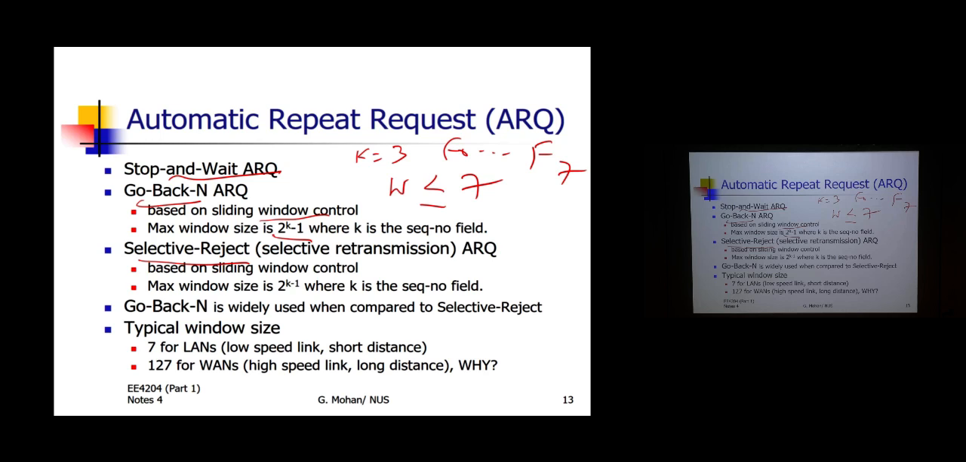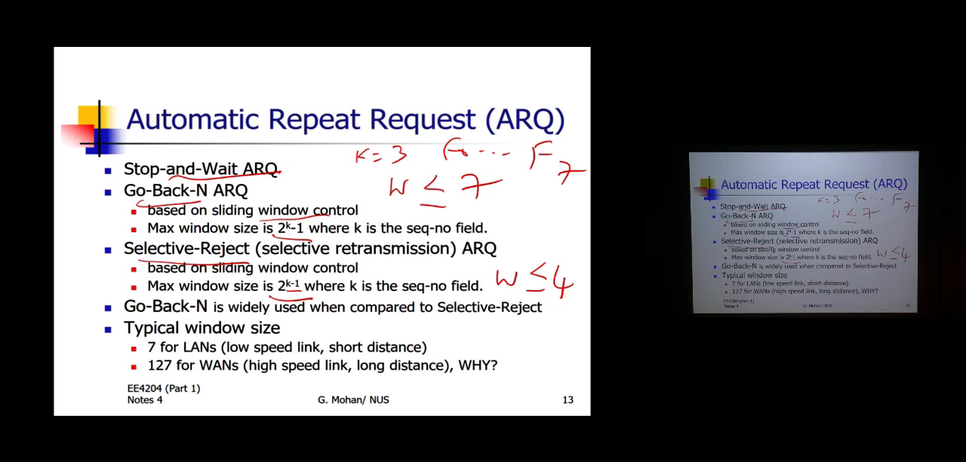Similarly, for selective reject, you just need to remember at this point that it's also based on sliding window, and the maximum window size can be 2 raised to the power k minus 1, where k is the sequence field. That means here the window size can be up to 4. You see that k minus 1 is in the exponent. Again, it has its own reason why it restricts the window size.